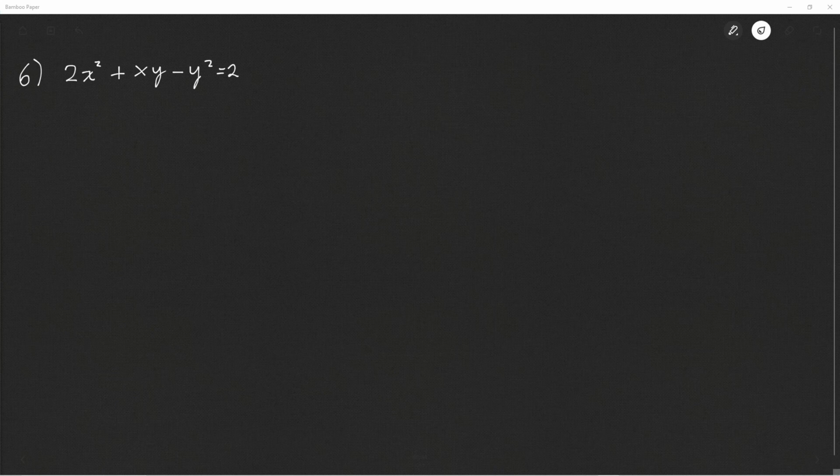So now we have question 6, which is 2x squared plus xy minus y squared is equal to 2. So when we're doing our derivative, we're still looking for our dy over dx. So I'll write that down. Looking for dy over dx. So when we're doing the derivative again, we'll do the same steps.